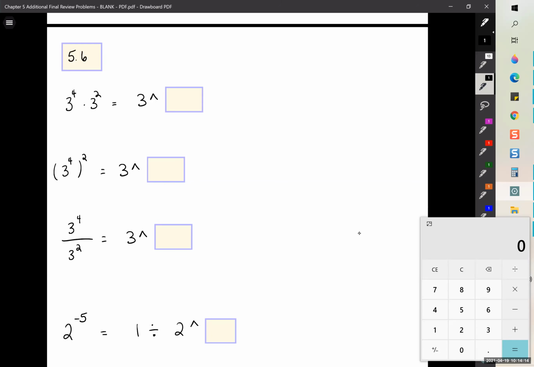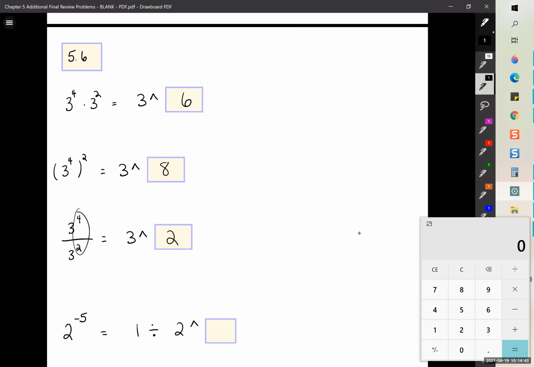We know that when the same base is being multiplied, the exponents add, so 4 plus 2 is to the 6th power. However, when you've got one thing to an exponent raised to another exponent, in that case, the exponents multiply. So 4 times 2 would be 8. When you've got the same base to an exponent divided by the same base to an exponent, you subtract their exponents in the proper order. Top exponent minus bottom, so 4 minus 2 is positive 2.